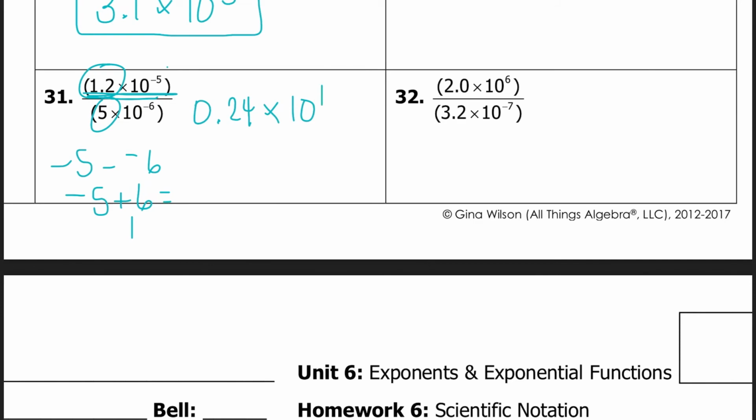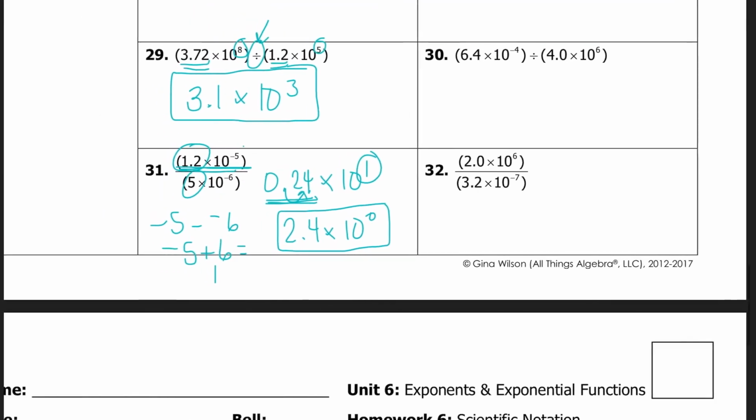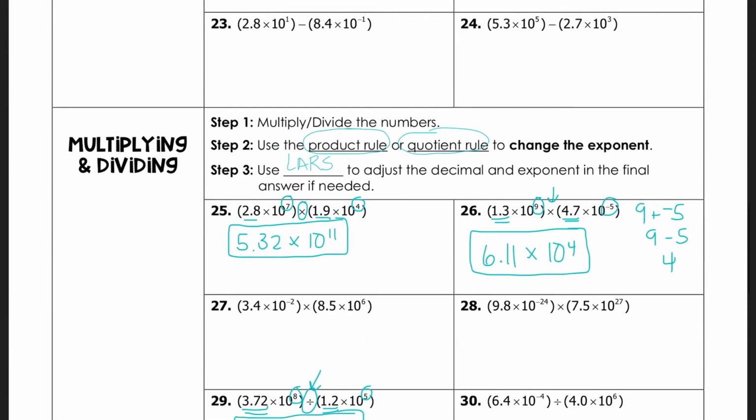Now, if we look at our base, this is not correct scientific notation. It has to be a number greater than 1. That means this decimal needs to go one place to the right. So it has to become 2.4. Well, if you go to the left, you add, right, subtract. So we're going to subtract 1 from 1, and we're going to have an answer of 0. 2.4 times 10 to the 0. And that, boys and girls, is how you add, subtract, multiply, and divide exponents.